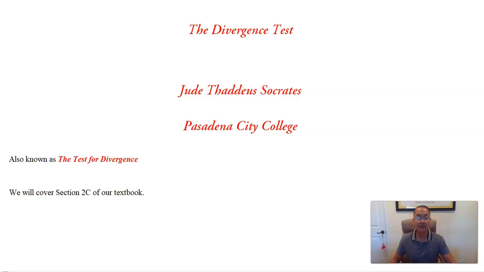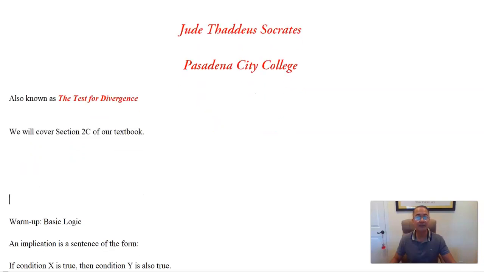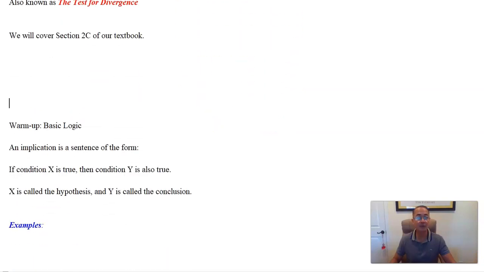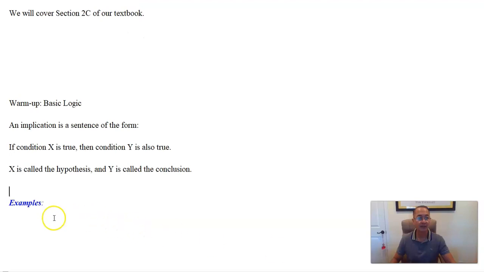So before we see the statement of the divergence test, we're going to have a little bit of a warm-up. We're going to talk about basic logic. If you're in college, you might have taken a course like Philosophy 101 or something like that. And we're going to talk specifically about implications.